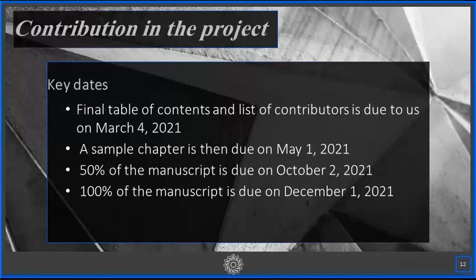We have some key dates for these projects. The first list of contributors is due in March 2021, and then one sample chapter should be provided by May 1st, 2021, and 50% of the manuscript is due on October 2nd, and the final chapter submission should be in December 2021.